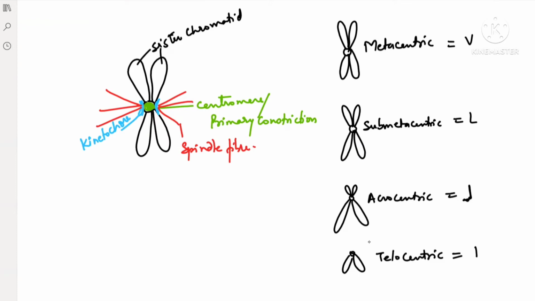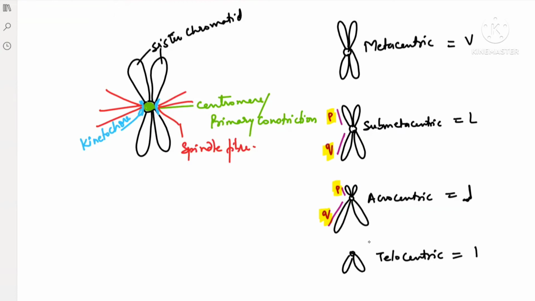If you see carefully, there is one more question. Here I am saying this is the short arm, this is the long arm. The long arm is known as the Q arm, and the short arm is known as the P arm. My learning tip: Q is big, P is small. P for peon, Q for queen. So the short arm is the P arm and the long arm is the Q arm. Here also we can use this terminology, in submeta and acro, but not in meta, because in meta the arms are equal.